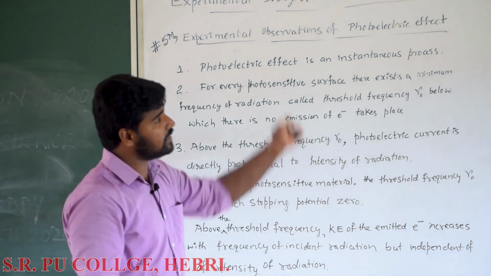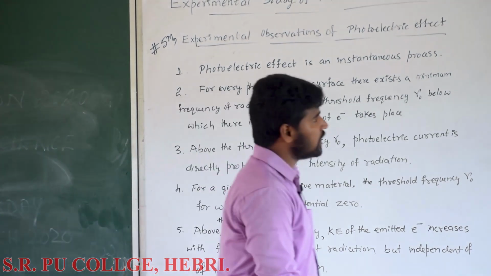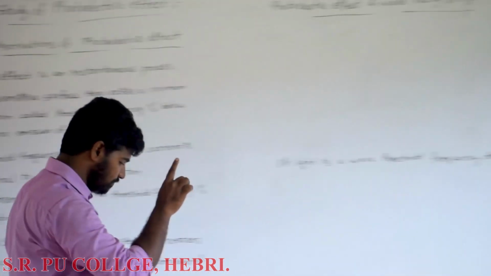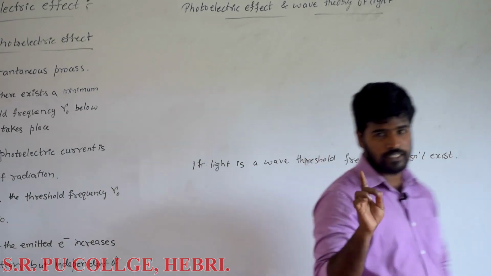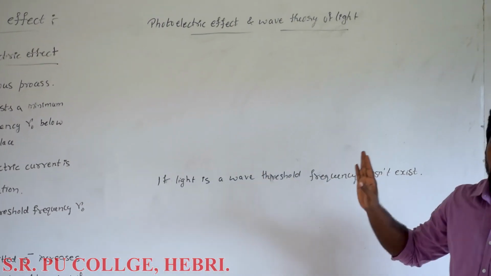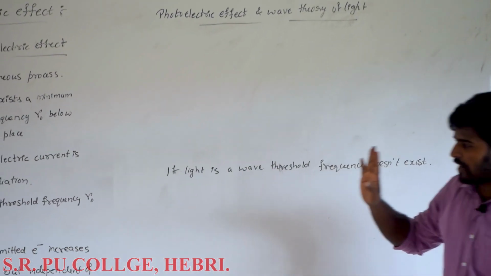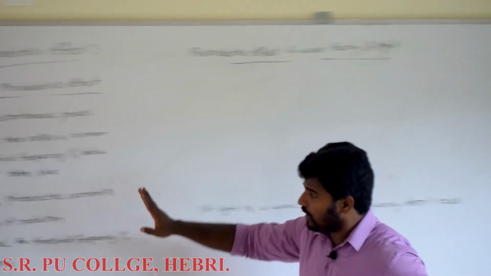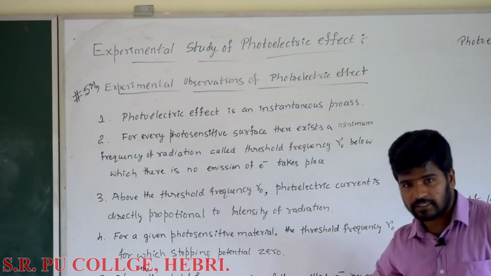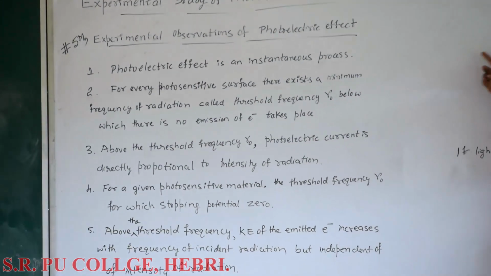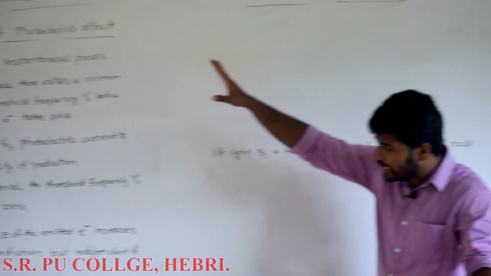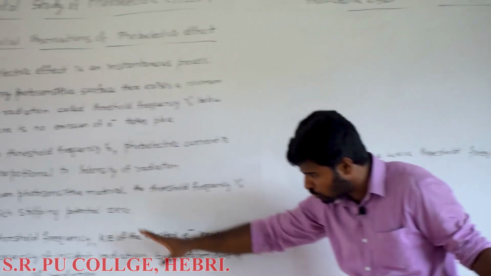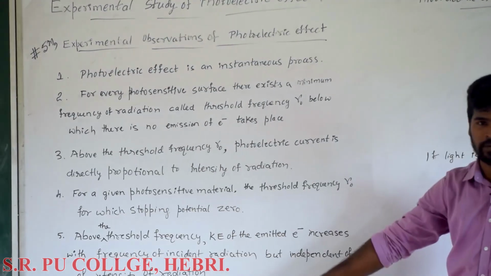As the next concept, the photoelectric effect and the wave theory of light. The photoelectric effect successfully explains the particle nature of light. If light is a particle, there exist these properties. I have written these observations here; light exhibits these properties or observations.